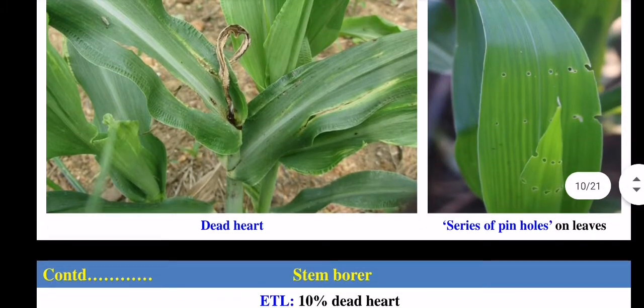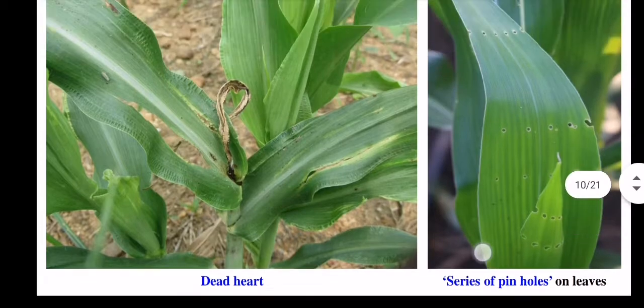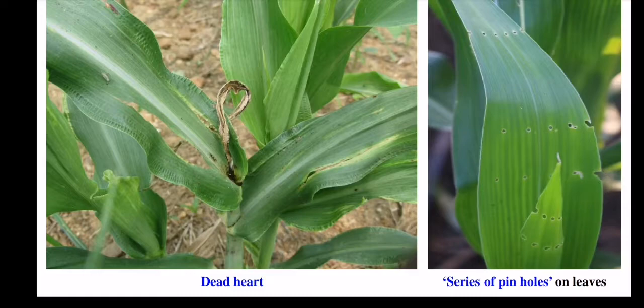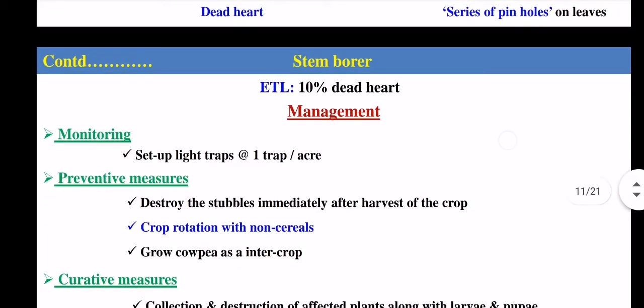Stem borer damage symptoms on the immature plant are also the same, like dead hearts, and a series of pinholes. In the second picture you can see the series of pinholes on the leaves. The economic threshold level of the stem borer is 10%, same as the shoot fly, that is 10% dead heart.